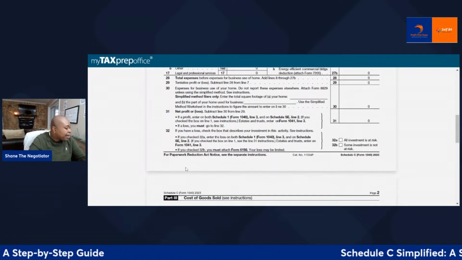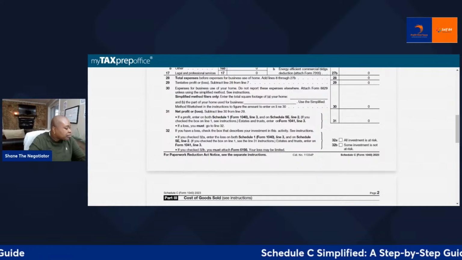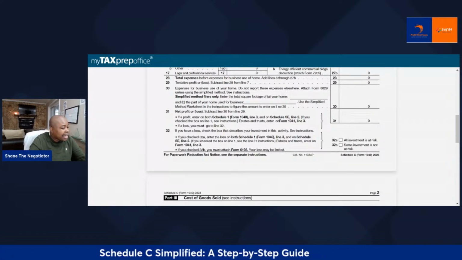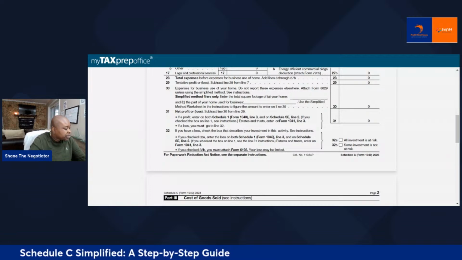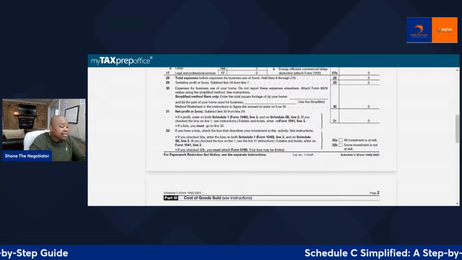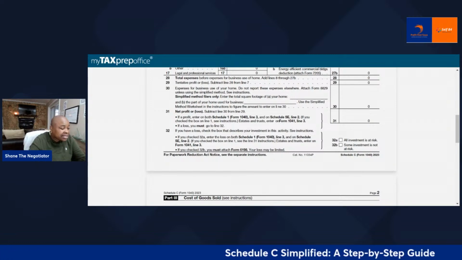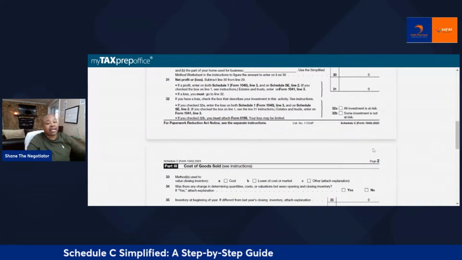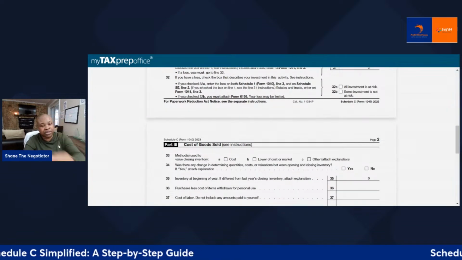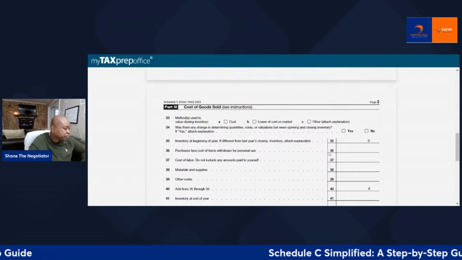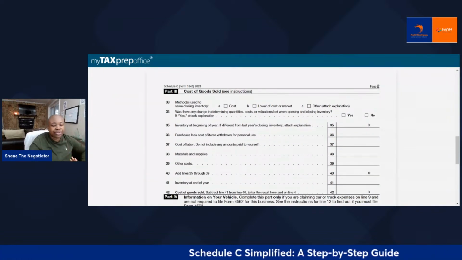So let's go on down. If you have a loss, check the box. Describe your investment in this activity. So this is line 31, then line 32. So it would be, is all investment at risk? Is some investment at risk? I'm not going to go into that right now. Again, that's why I say to you, speak to the professionals, because doing this yourself is not advisable. So let's go on down to part 3.